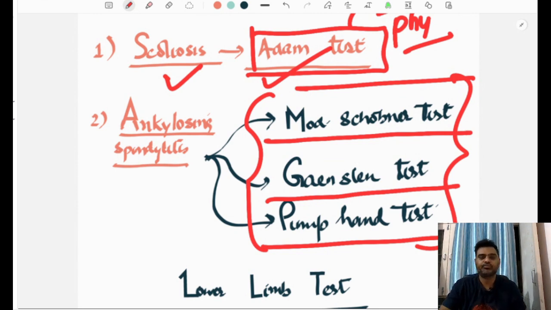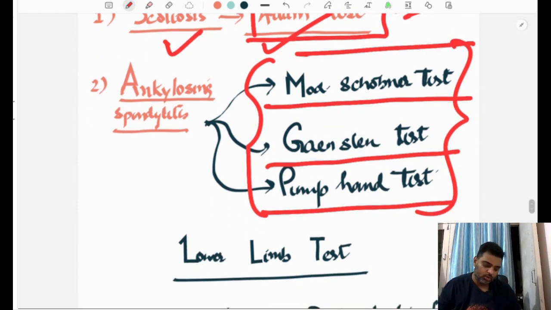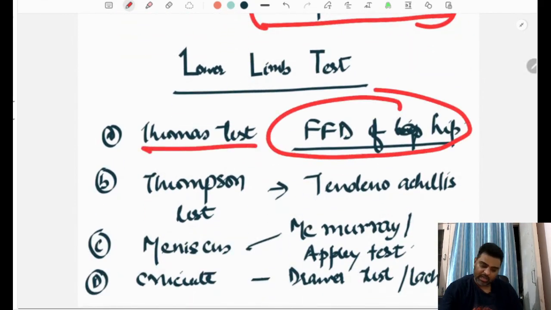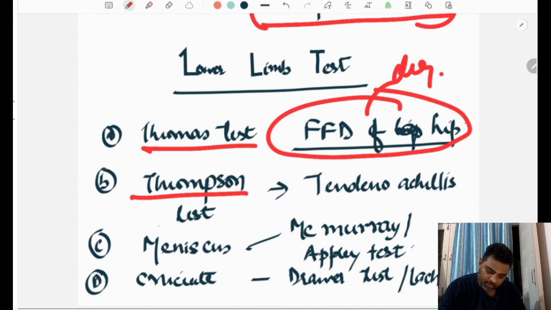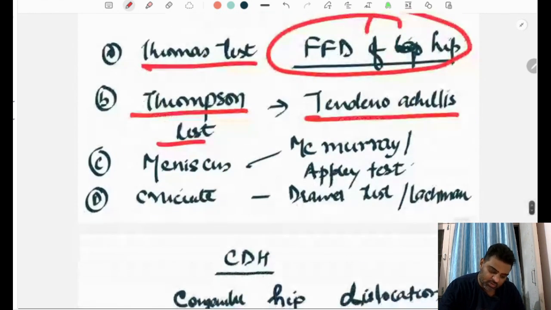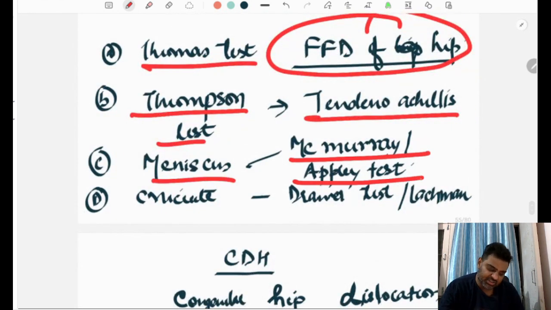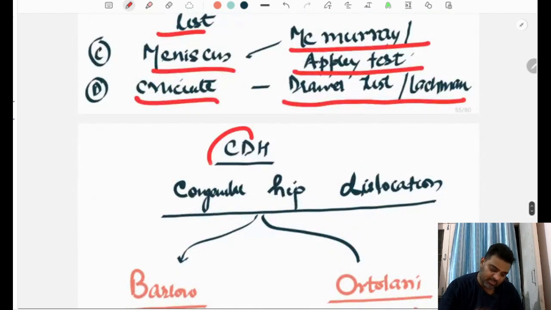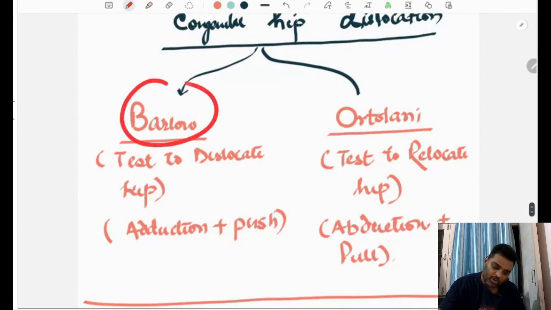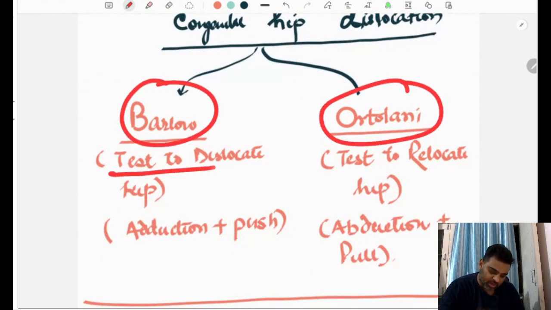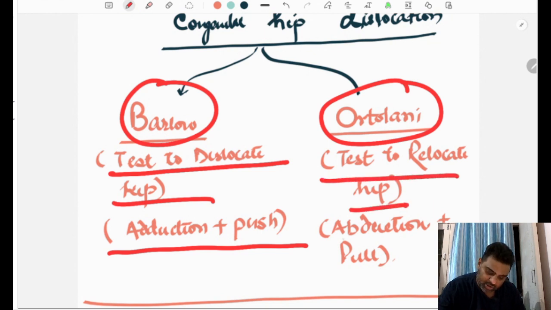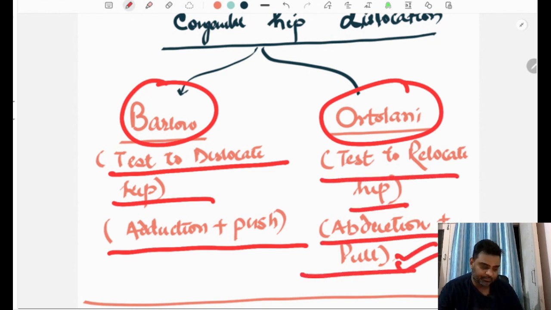Now, lower limb tests, I have told you Thomas test, that is flexion deformity of the hip. I'll show you this with the help of a diagram. Then Thompson test for tendo Achilles, for meniscus you have McMurray test and Apley's test. And for cruciate ligament, you have Drawer test. And for CDH, I have explained Barlow test and Ortolani test. Barlow is to dislocate the hip, that is adduction and push, and Ortolani to relocate the hip, abduction and pull.